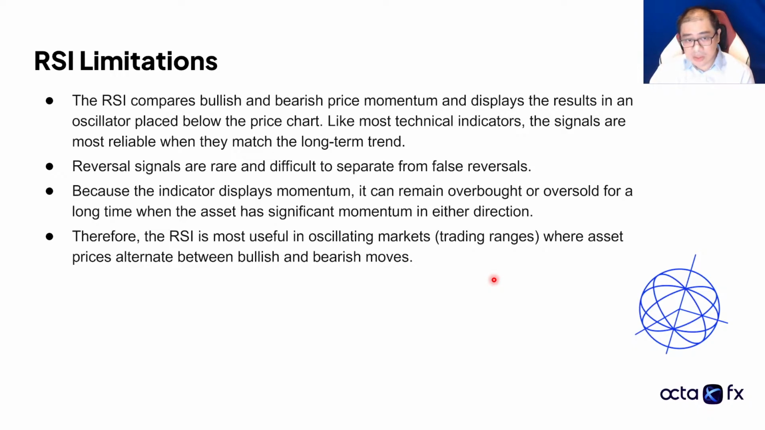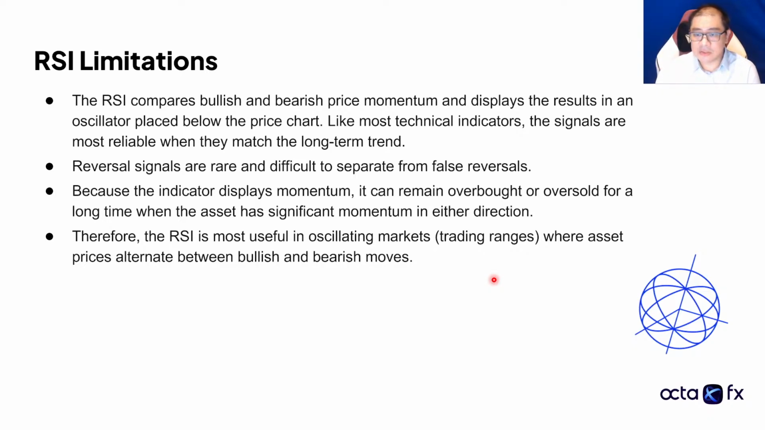Limitations to RSI, yeah, there's a lot of limitations. RSI compares bullish and bearish price momentum and displays the results in an oscillator placed below the price chart. Like most technical indicators, signals are most reliable when they match the long-term trend. That's why the RSI is a trending indicator, right? You don't really want to use this in a range-bound market condition. Reversal signals are actually rare and very difficult to separate from false reversals. You won't get to understand reversals until you understand what divergence is. So if you think you know what the reversal in the market is using RSI, no, two words: dream on. That's not going to happen, not until you understand divergence. So don't worry about it. We'll take a look at that later on in the session.